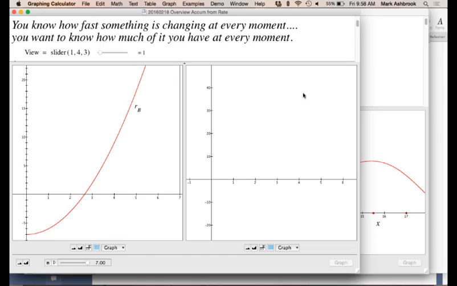As we all know, we're on this journey of knowing how fast something is changing at every moment. How do we know that? How do we know how fast something is changing every moment? What is that? Rate of change graph. Rate of change function, right? A rate of change function. That's how we know how fast something is changing every moment.